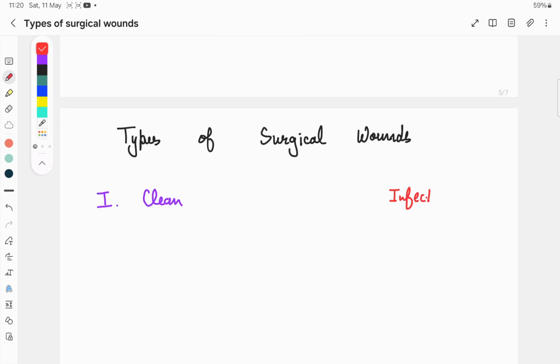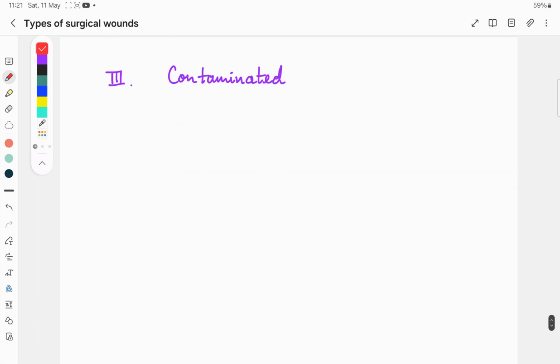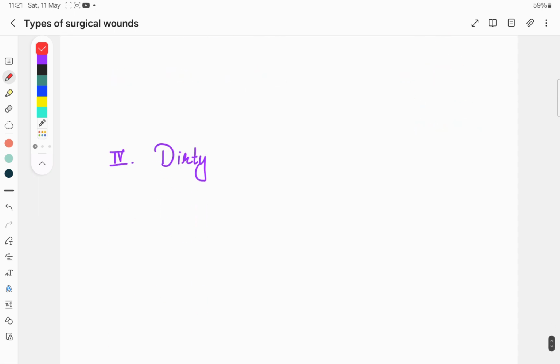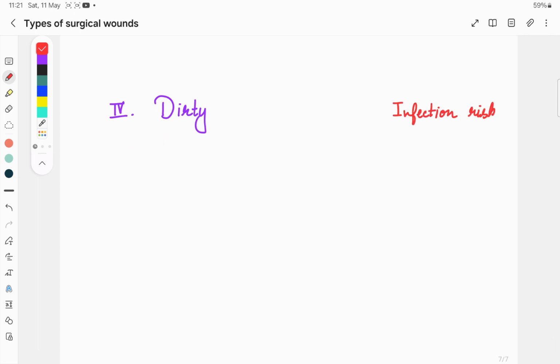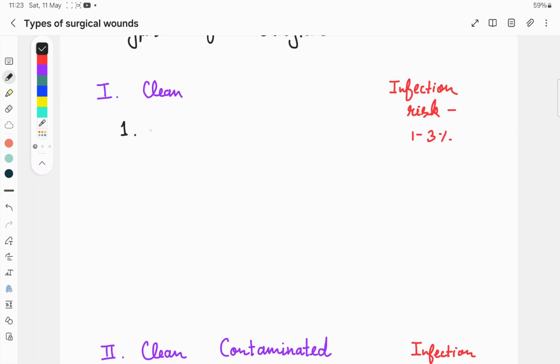So now we have to see the infection risk, which is 1 to 3% in clean. It is 5 to 8% in clean contaminated. Then it is 20 to 25% in contaminated, and the infection rate is 30 to 40% in dirty. Now we have 4 major points in each of the classes.